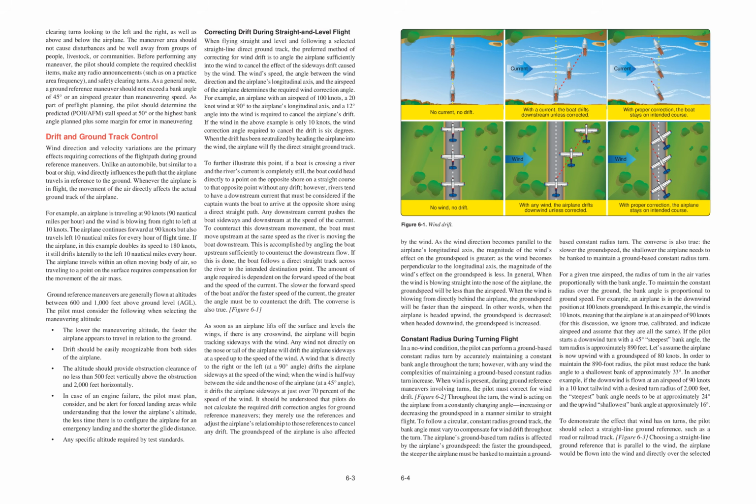In another example, if the airplane is flown at an airspeed of 90 knots in a 10-knot tailwind with a desired turn radius of 2,000 feet, the steepest bank angle needs to be approximately 24 degrees and the upwind shallowest bank angle approximately 16 degrees. To demonstrate the effect that wind has on turns, the pilot should select a straight-line ground reference, such as a road or railroad track. Figure 6.3. Choosing a straight-line ground reference that is parallel to the wind, the airplane would be flown into the wind and directly over the selected 6-4.